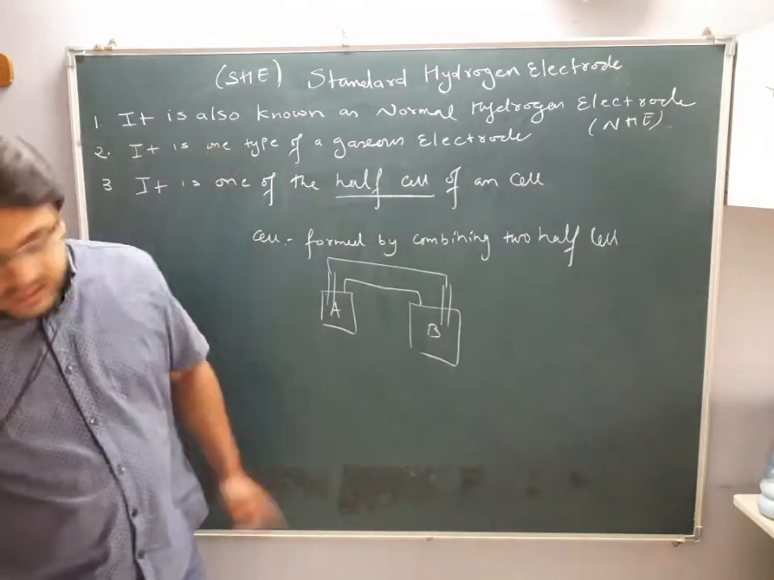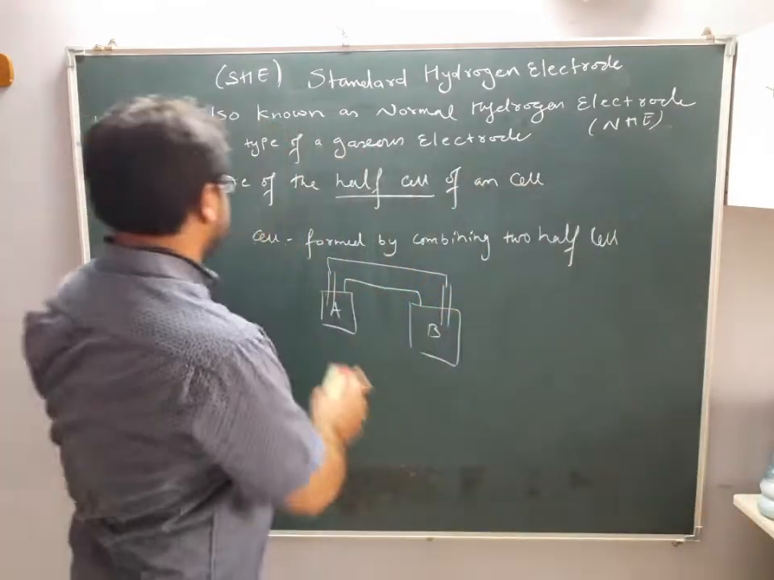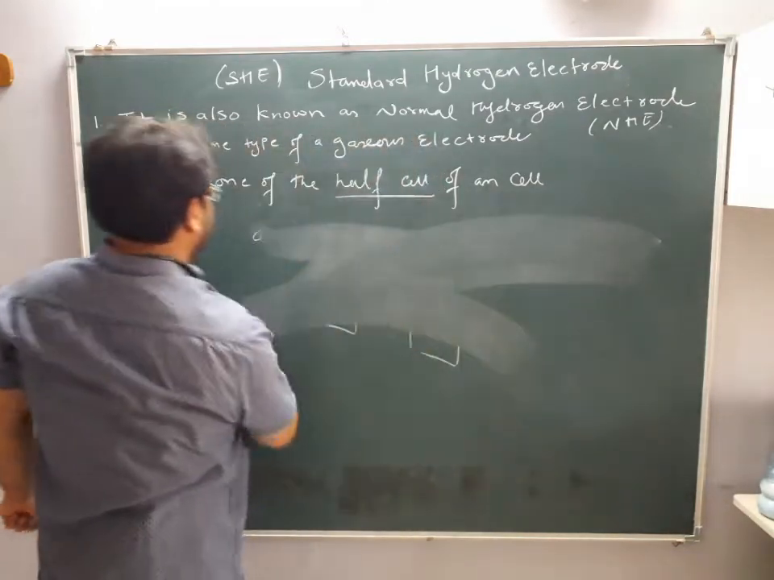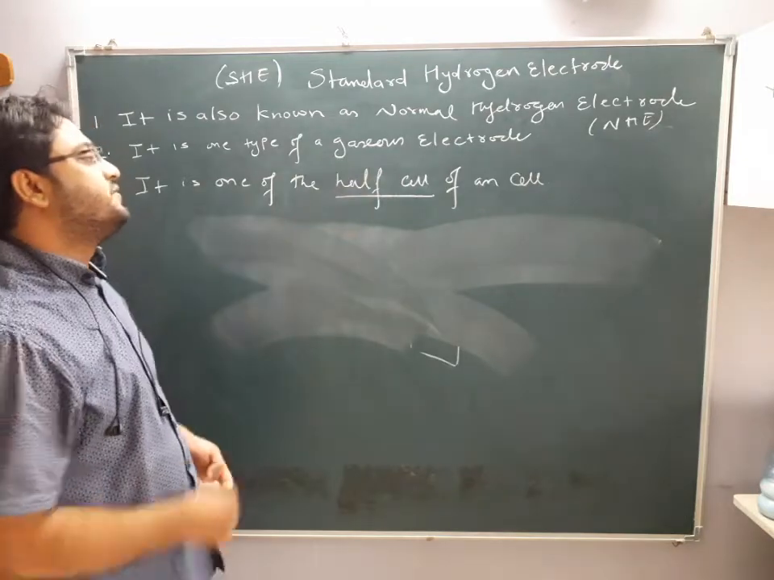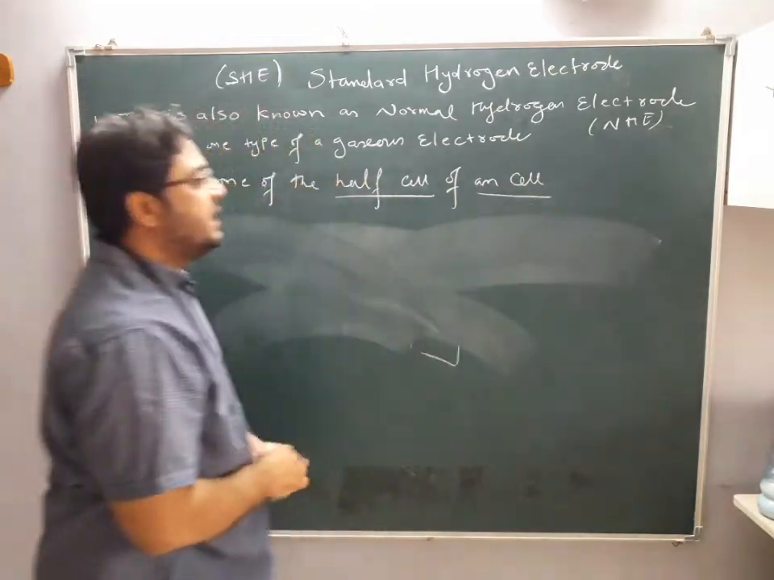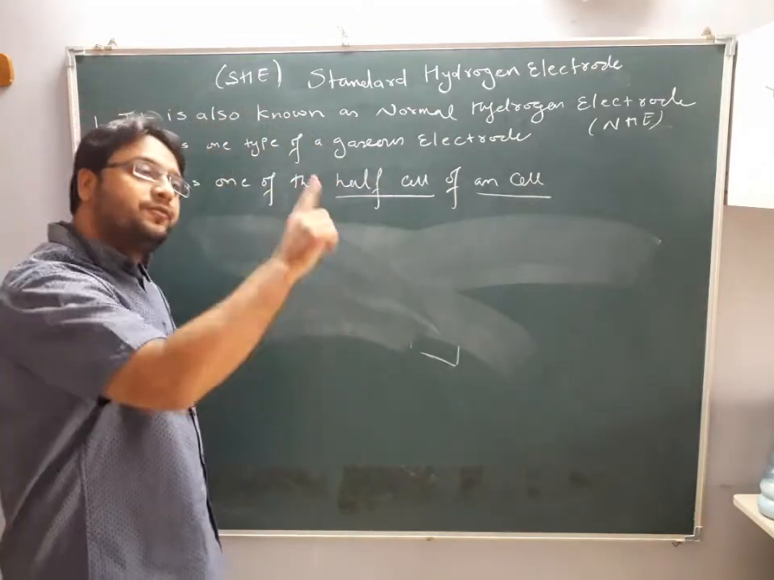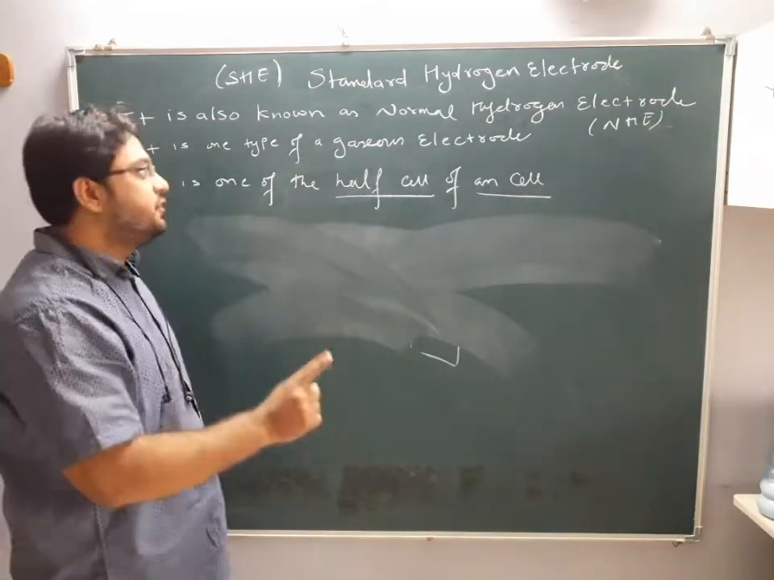Clear? So the next point you can note down: the standard hydrogen electrode is one of the half cells of a cell. In a cell there are two half cells. Out of the two, one of the half cells is what?